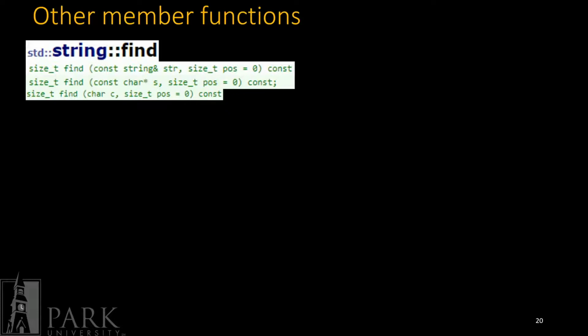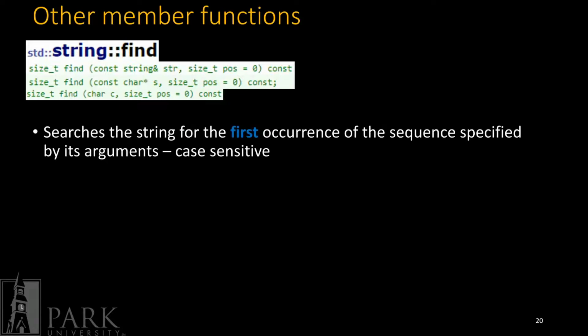Second member function that we need to cover is the find function, and this is similar to Java's indexOf method, and it's commonly used to perform a case-sensitive search. So you can search for a string, a C string, or a character as parameters, as you can tell by the overloaded functions. So here you can see we are passing in a string, here we're passing in a C string, and here we're passing in an actual character, okay? And then we're telling it the position where to start at, okay?